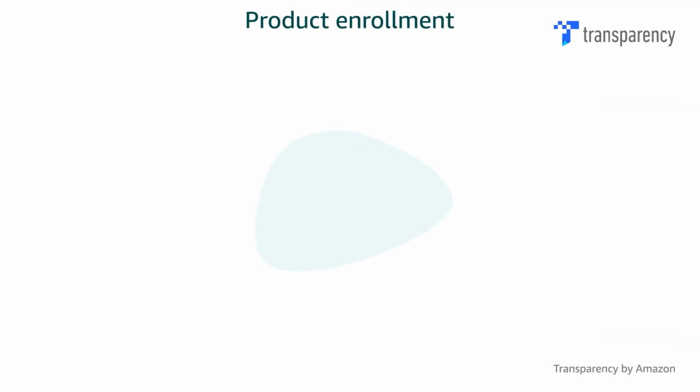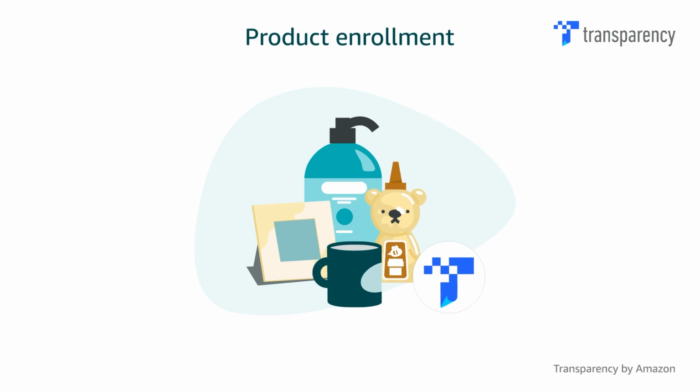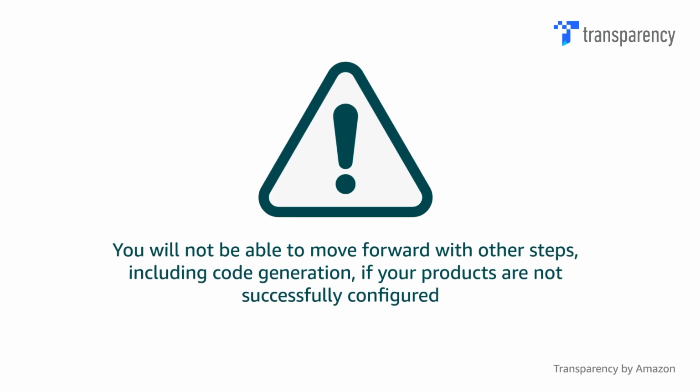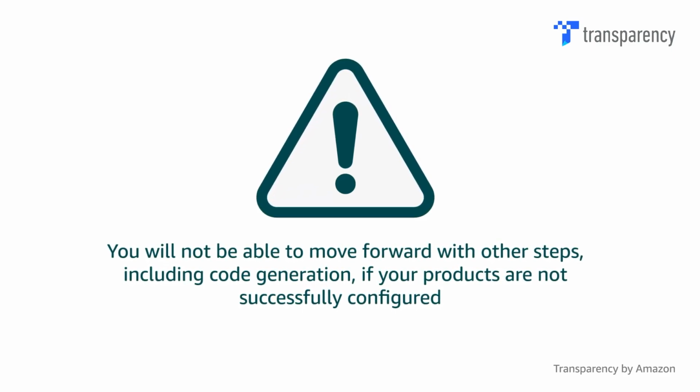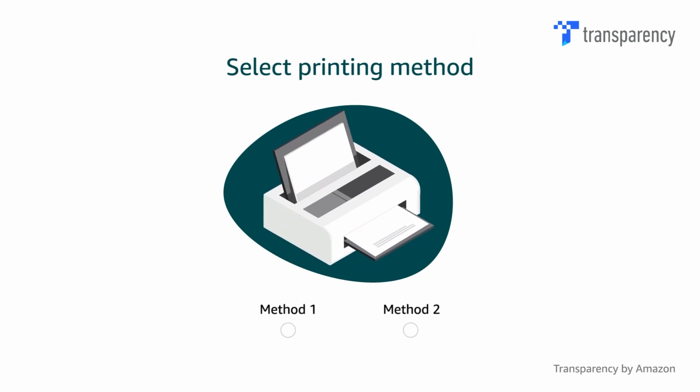The first step is to ensure your products are successfully enrolled with Transparency. You will not be able to move forward with other steps, including code generation, if your products are not successfully configured. The second step is to select your printing method for the transparency codes. This step is crucial as it defines your operational workflow.